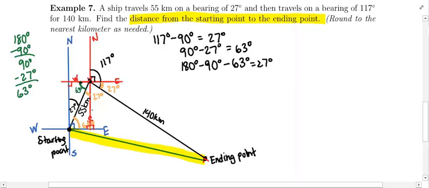And then what this is going to allow now is that we can compute this angle. This east-west line is forming a straight angle, which is 180 degrees. So we have 180 degrees.